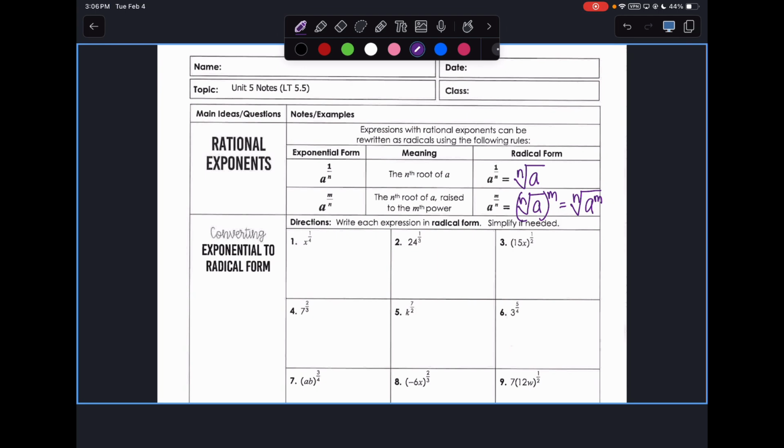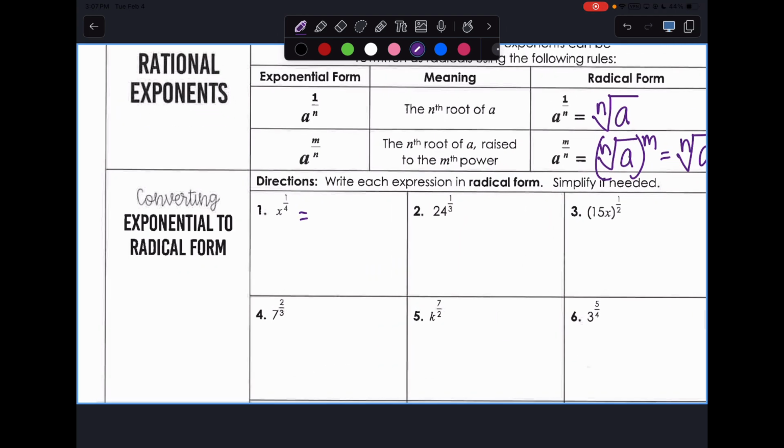All right. What's the index for this x to the 1/4 power? 4. Root of x. Is there 4 of anything in my radicand? Nope, just 1. So I'm done. Whoop. All done.